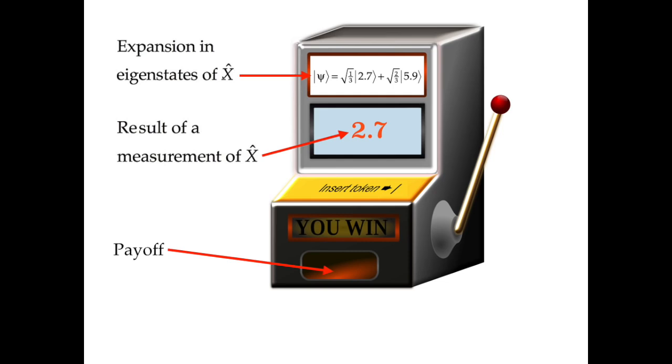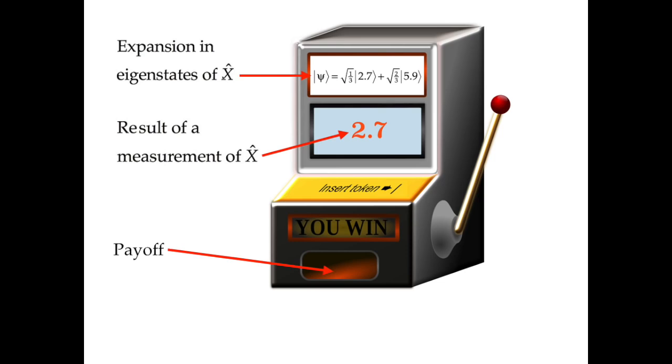Different machines in this casino are identical except for the state psi, which is constant for each machine but different for different machines. But the psi is not a secret. It's written on the front of the machine, just like this, conveniently expressed as a superposition of eigenstates of the observable x.